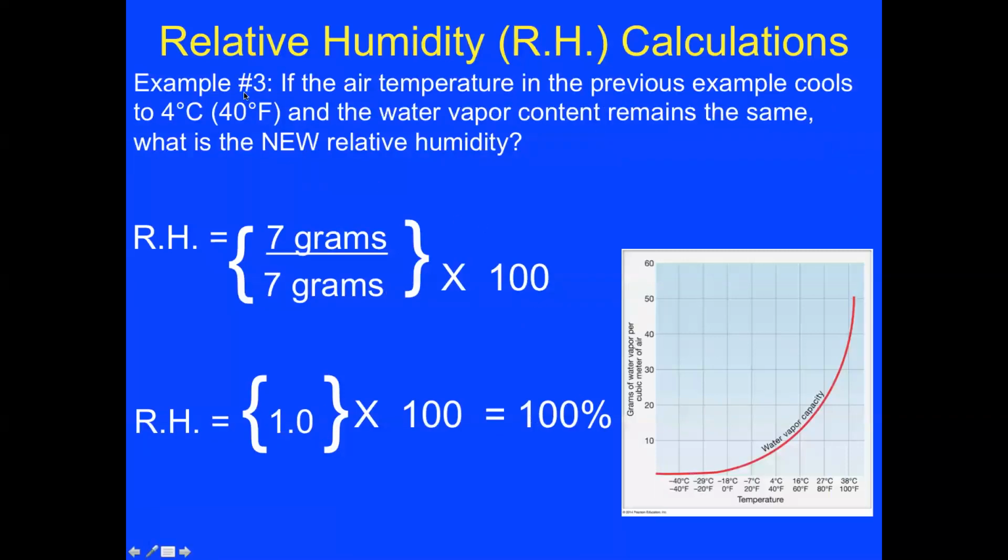The final example here is if the air temperature cools now to 4 degrees C, 40 degrees Fahrenheit, again, the water vapor content remains the same, but what is the new relative humidity? So 4 degrees C coming up here looks like it's right about 7 grams is the capacity. So 7 over 7 is 1. So we are now at 100% relative humidity, and condensation will indeed be occurring. We may actually get precipitation as well.